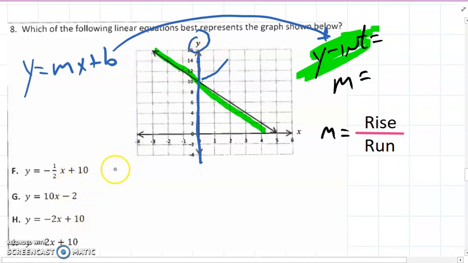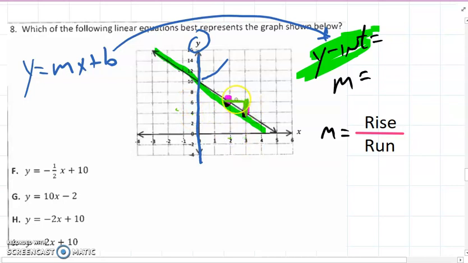Now you want to find the slope. All you got to do is pick two points. Let's say you pick this one here and this one here. Do rise over run. I'm going to rise up. How much did I rise up? Look at your numbers. You went from 4 to 6. And then I went to the left. How much did I go?